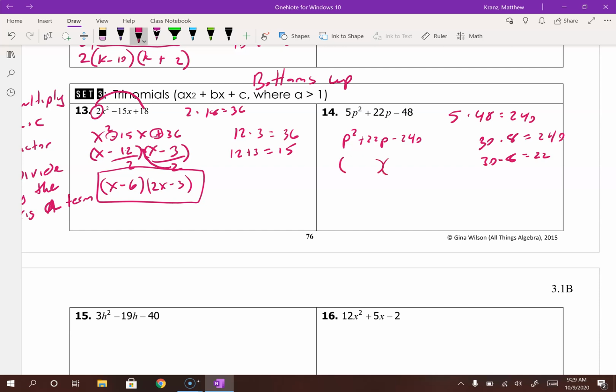So I have a p and a p. The signs are different, and the biggest one is going to be positive. 30 is the biggest one, so I have 30 and 8. Now I have to divide by 5, because that's what I multiplied by. So p plus 6, and this 5 goes right in front, because 8 doesn't divide by 5. So 5p minus 8.